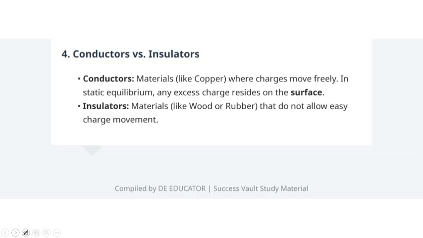Conductors and insulators are a very common concept in physics. It's not new to you. When we hear conductors, we think of things that allow electricity to pass through them, or conduct electricity. So conductors are materials where charges move freely. In case they ask you why conductors conduct electricity, it is because they have charges moving in them freely. Then insulators do not allow easy charge movement. All right, so take note of that.